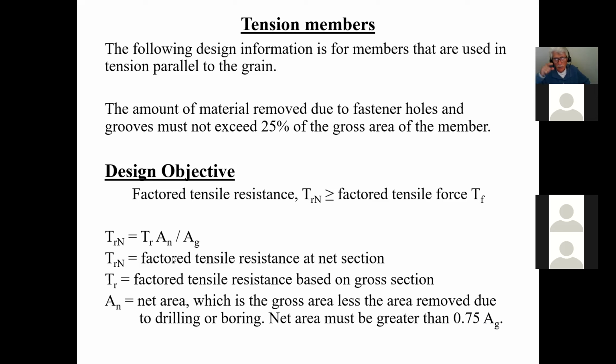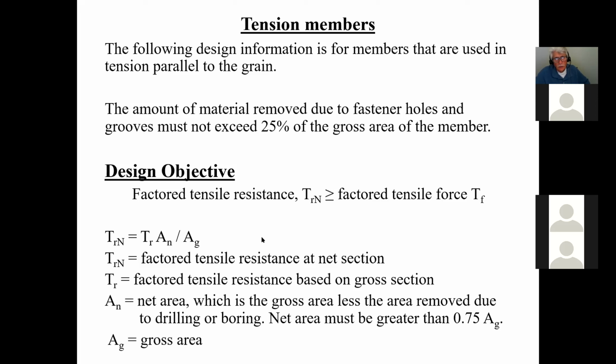And like I said, the hole goes right through the whole member. You just have to worry about the diameter versus the width, and it gives you the same ratio. You don't have to calculate AG. You just calculate on the width of the member. And of course, AG is the gross area.